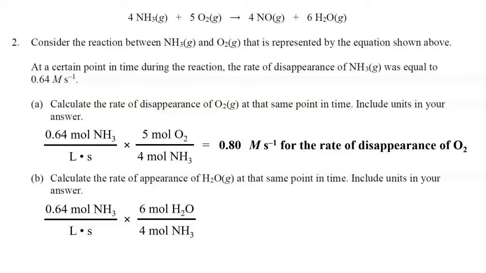And when I do this math, I get 0.96. That would be moles of H2O per liter per second. So molarity per second for the rate of appearance of H2O. So we're using stoichiometry and the coefficients in the balanced equation to convert the rate of change of one chemical into the rate of change of another chemical in that same reaction.